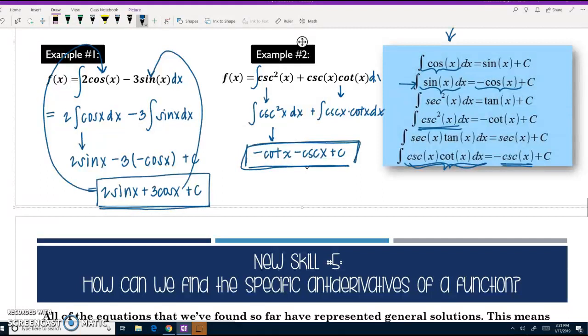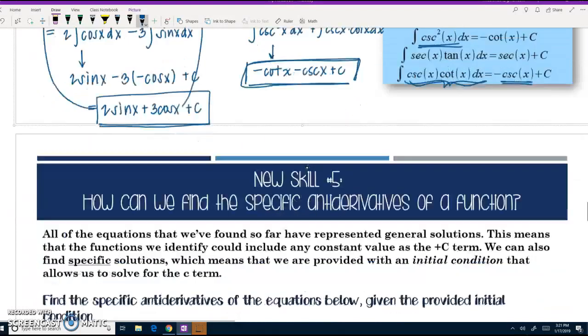So it's just matching. It's more or less table matching. And what you want to do is make sure that you have this process memorized. Just like we become comfortable with the 6 trig derivatives, we also want to know these 6 trig integrals, so the reversal of that process.